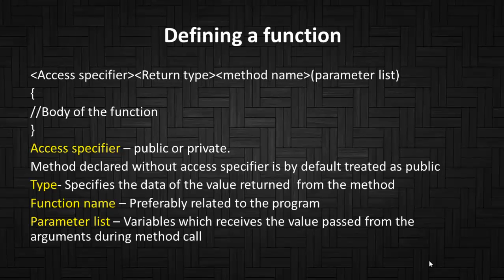Access specifier: public or private. A method declared without an access specifier is by default treated as public. Type specifies the data type of the value returned from the method. Function name, preferably related to the program. Parameter list: variables which receive the values passed from the arguments during method call.